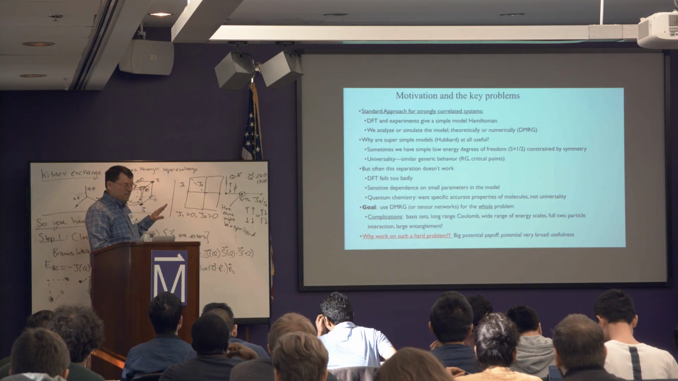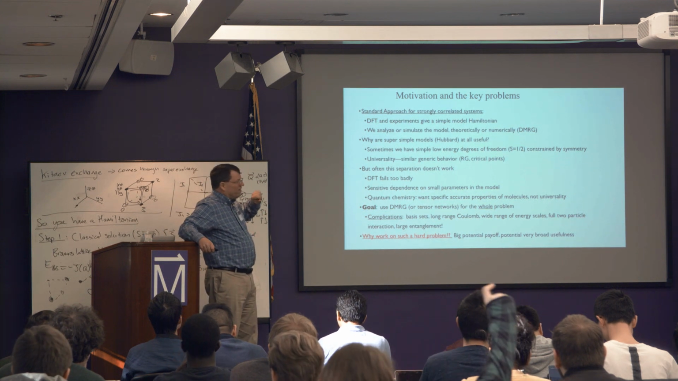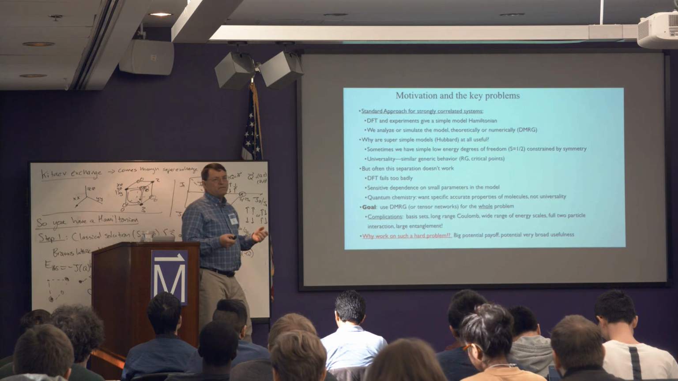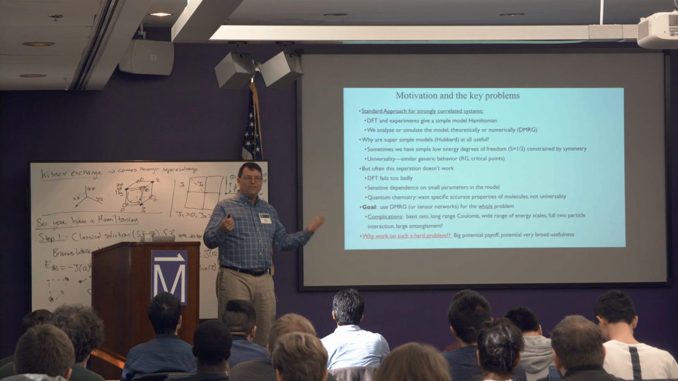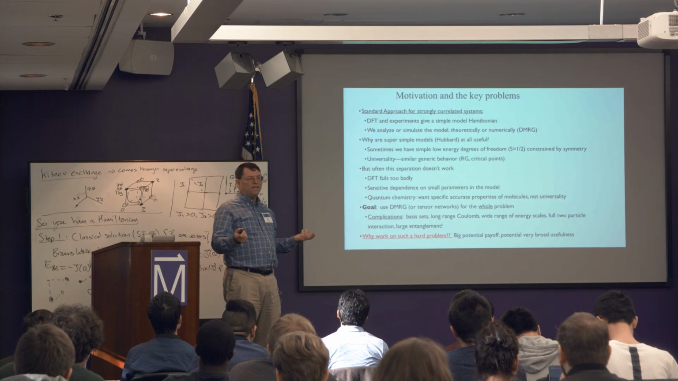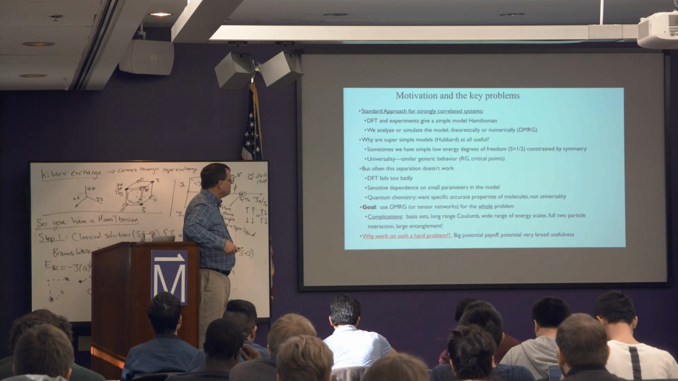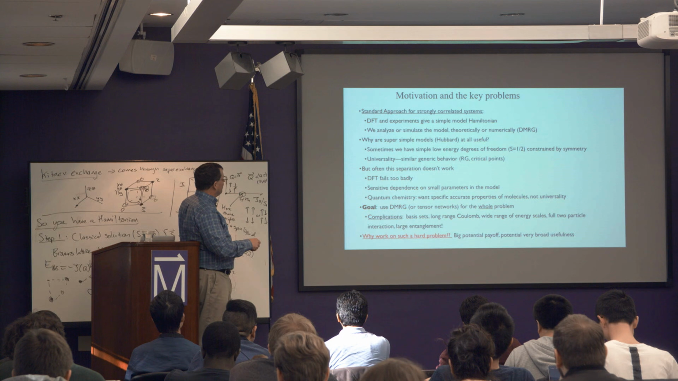Okay, so before I talk about why we want to merge these together, let me ask a deeper question, which is, why are these super simple models like the Hubbard model useful at all? How can I reduce this complicated material down to a Hubbard model with a couple of parameters? The answer is that sometimes this is very useful.